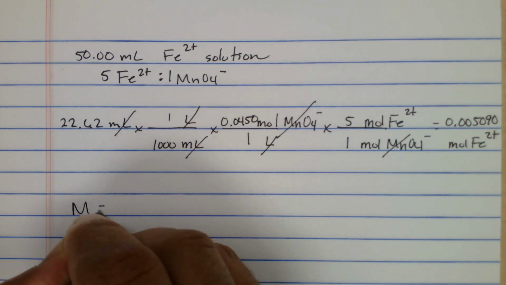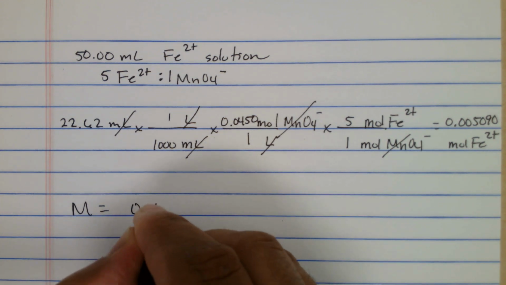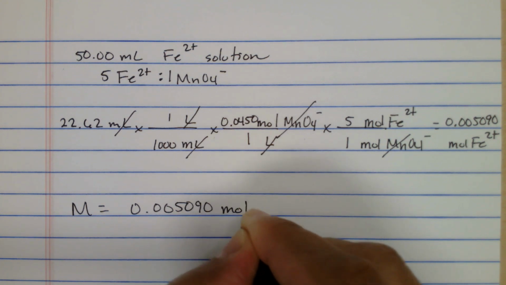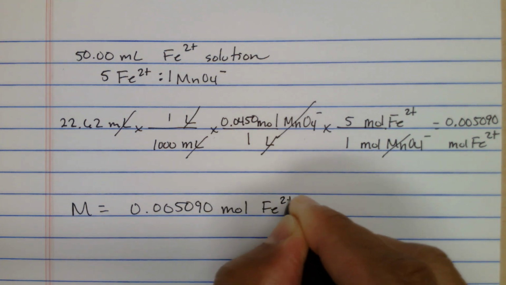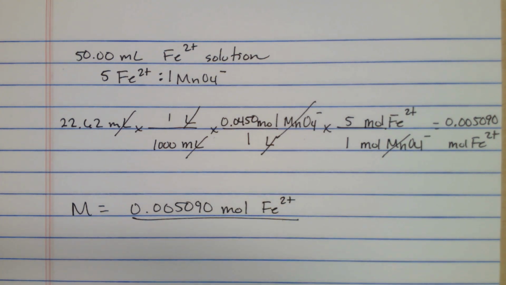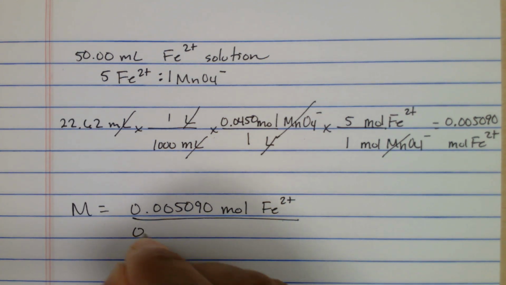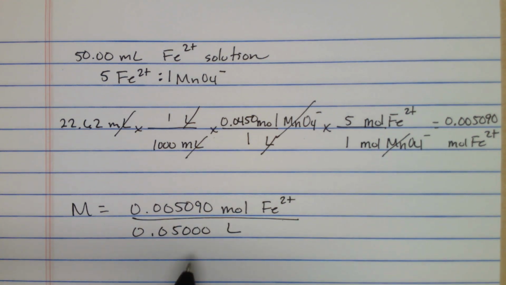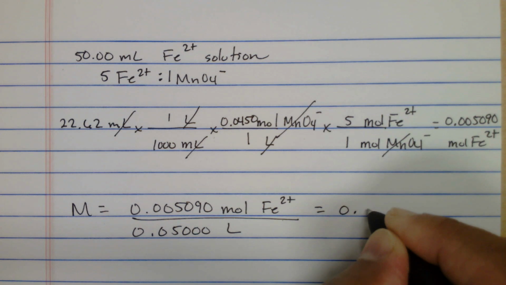So what is the molarity? It's the moles of the iron 2+ divided by the volume of solution. In this case, 50 milliliters. 50 milliliters is a 0.05 liter solution. So I convert that to liters. And so the answer here, 0.10.